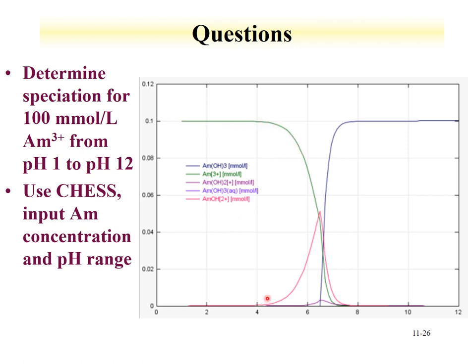You get the monohydroxide forming, a little bit of this dihydroxide, and then around pH 7 you start to get the americium trihydroxide form.